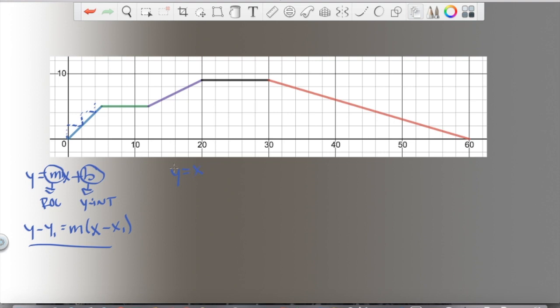Right, so I've got x, and then what is my y-intercept? Well, my y-intercept is 0. So I could put my plus 0 here, but adding 0 is the same thing as just saying y equals x. Y equals x plus 0 is the same as y equals x. So we don't need to put that in. We'll just say for our first function here, we've got y equals x.